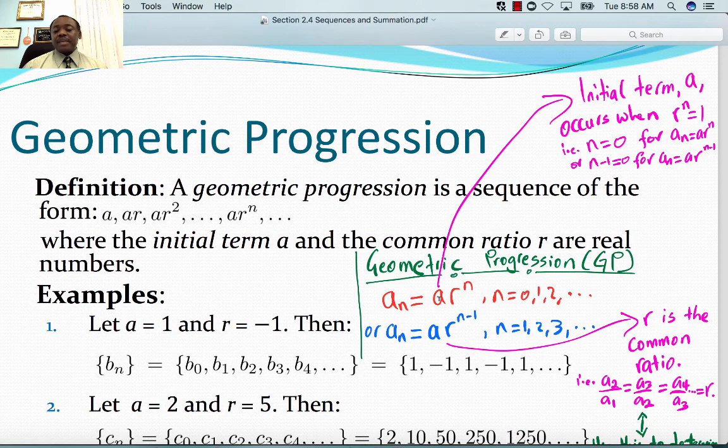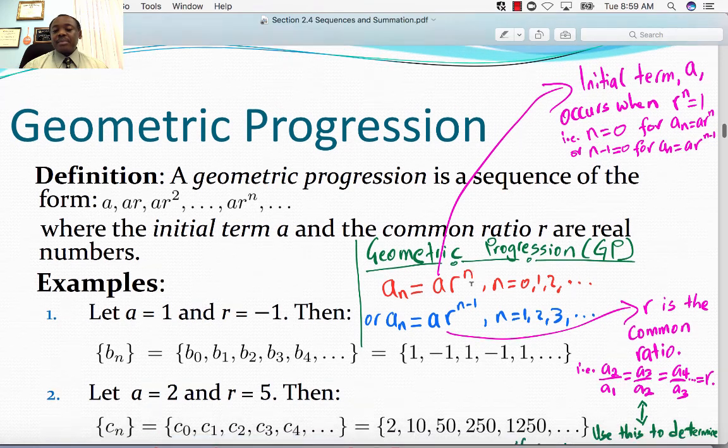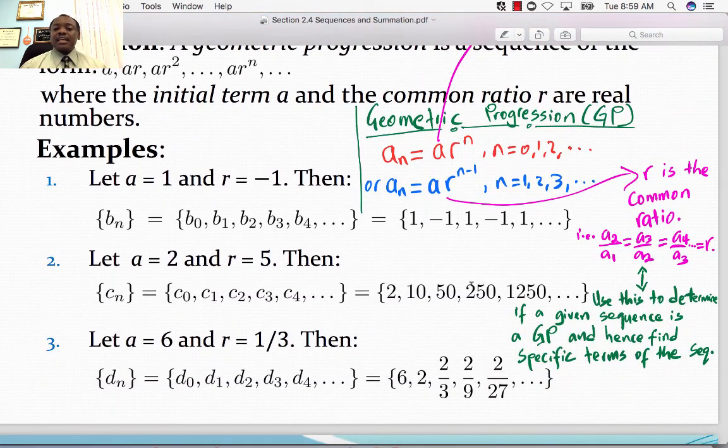A is the first term. Again, that happens when r raised to the n is 1, in which case whatever the exponent is would have to be 0, so that we have the first term. So how do I determine whether a given sequence is in geometric progression? Well, I take my A2 divided by A1, A3 divided by A2, and if all of that is the same, then that is my common ratio. I find the first term, and then I write the general formula, either starting from 0 or starting from 1. Then I can predict what A394 is, i.e. the 394th term.